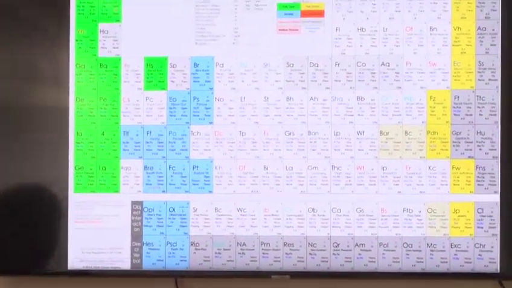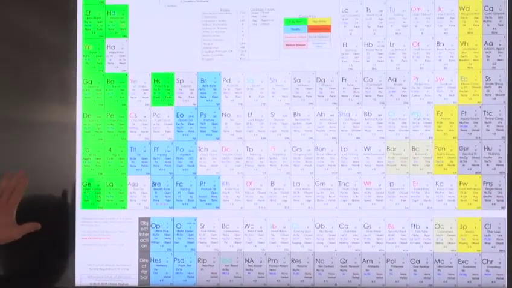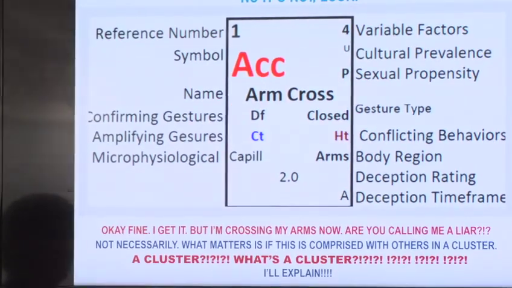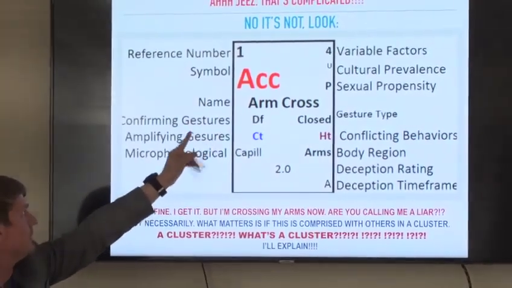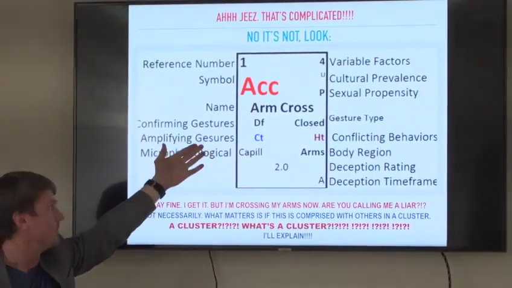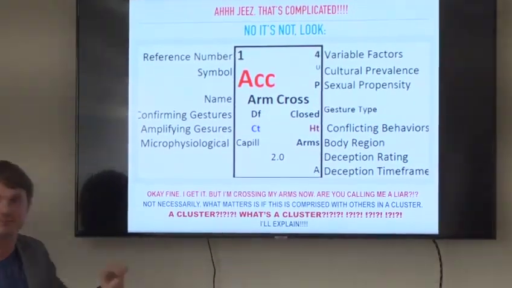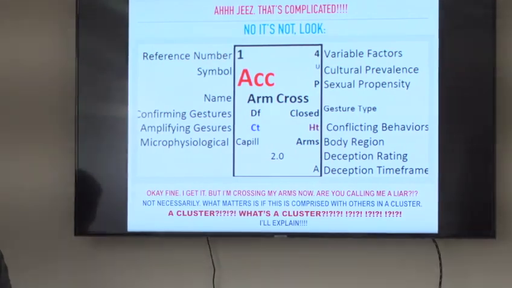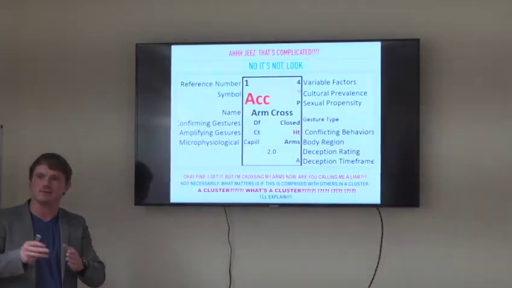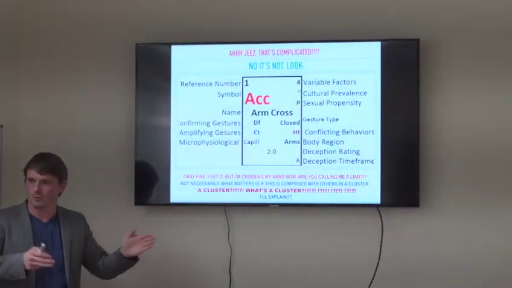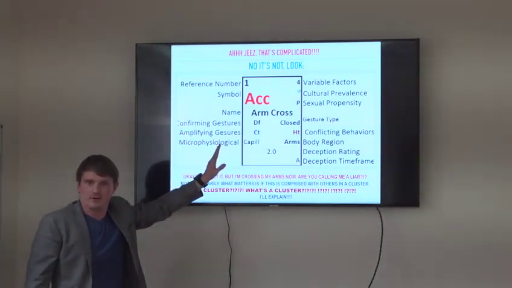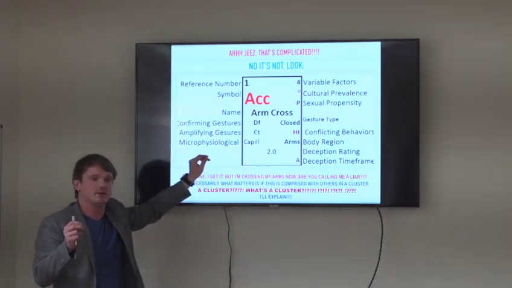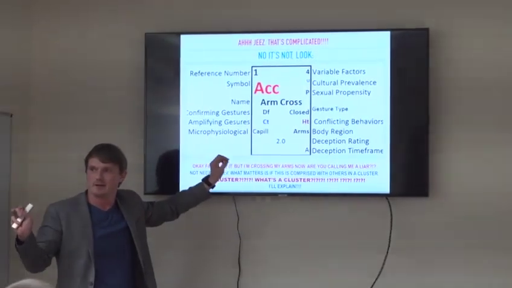Okay? Now, I'll give you an example of the anatomy of a cell. You have here reference number 1, symbol ACC. That's the code for arm cross. Now, think of a gesture as like a word. It doesn't necessarily mean anything unless it's in a cluster. A cluster is basically a sentence, with words in a sentence. There's a separate dictionary that explains the general translation of every gesture.